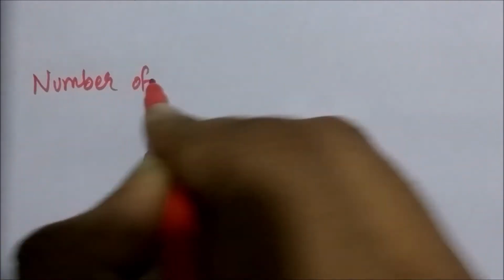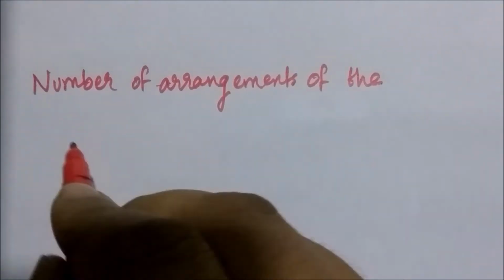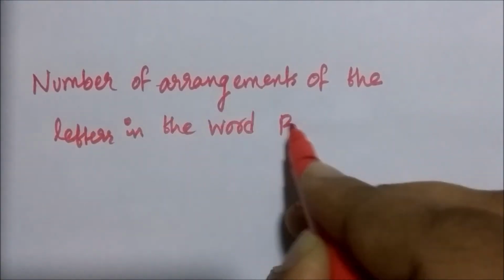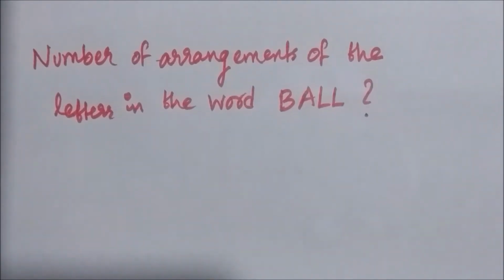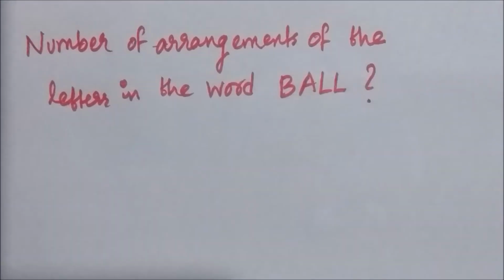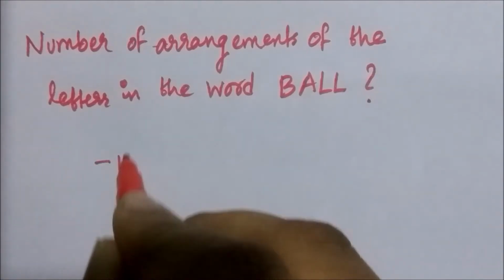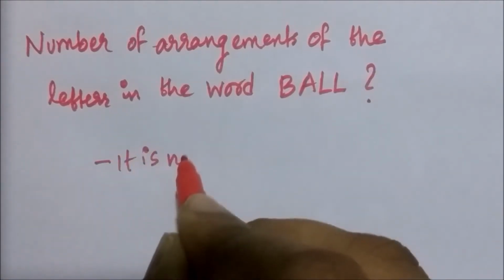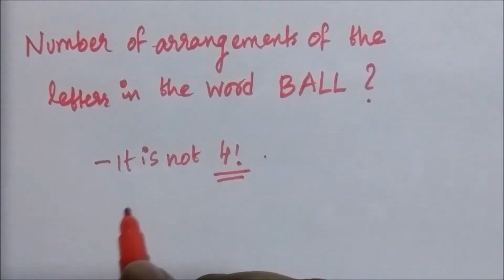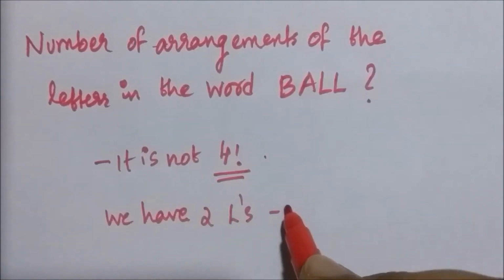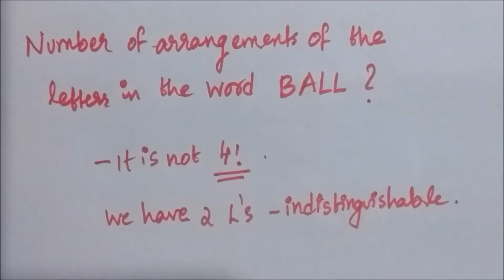Now, number of arrangements of the letters in the word ball. Let's see. If you see the word ball, it has 4 letters in it, but they are not all distinct, and that's why the number of arrangements is not 4 factorial, right? We have 2 L's which are indistinguishable. The letter L is repeating, it is coming 2 times.